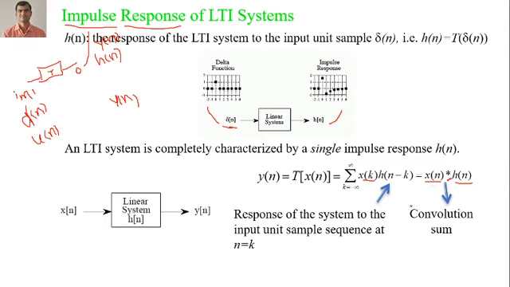So for x of n, you have to remember this formula. x of n convolved with h of n is equal to, that is the formula for an LTI system, the summation for k equals minus infinity to infinity of x of k h of n minus k. That is the convolution between x of n and h of n.